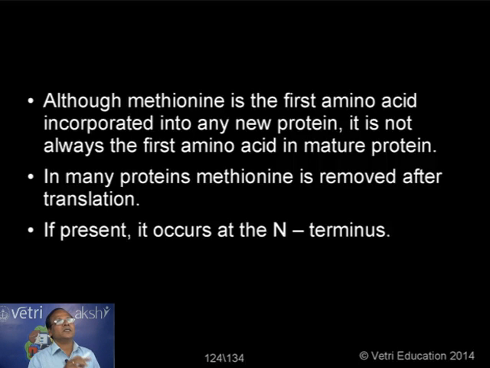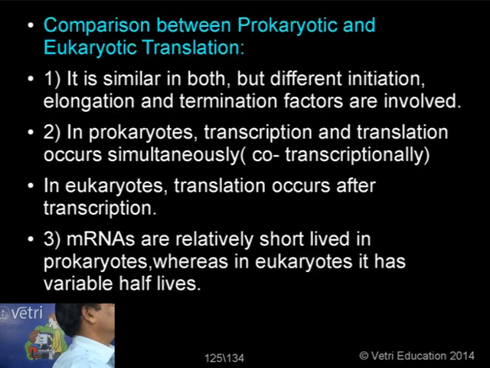After translation has been completed, it is removed in some of the proteins, or replaced. And even if it is present, its position is always towards the N terminus. It is a fixed position because it's the first amino acid, and it's always at the N terminus. That is the position of the methionine. Okay, that's about the termination process.